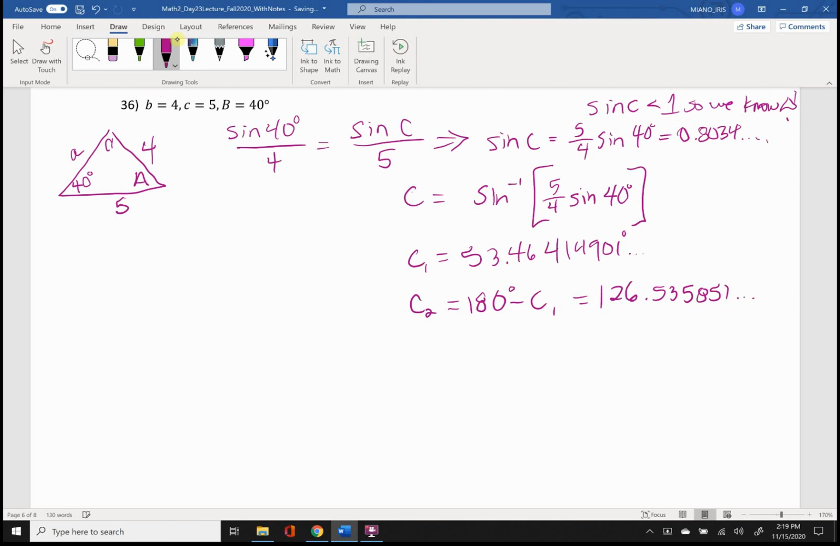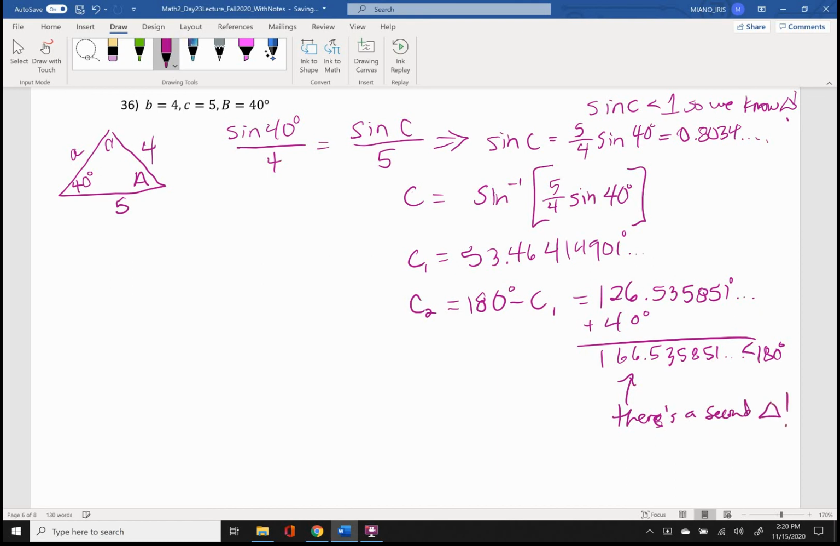So you want to know if I add the 40-degree angle that's already there, am I going to have any degrees left over to have a third angle that can sum to 180 degrees? Well, yes, you will in this case. You have 166.5355851 dot, dot, dot, and that is less than 180 degrees. So that means there's some degrees left over. So there is a possible value of C2. So the fact that this is less than 180 degrees tells you there's a second triangle.